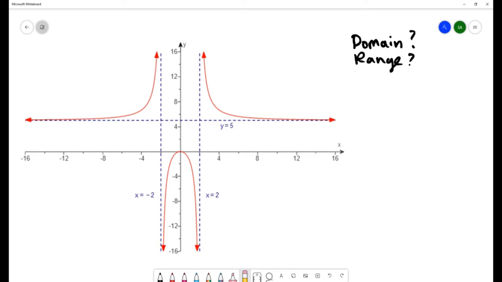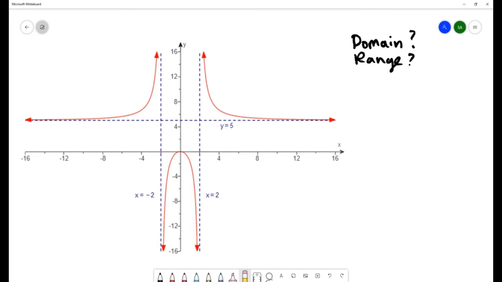So we notice that on this graph we have these dashed lines that are in a different color, and they don't seem to be actually part of the graph because they're in that different color. So the graph itself is just these red lines that we see here. But these dashed lines seem to be guiding the graph in a way. These dashed lines are what we call asymptotes.